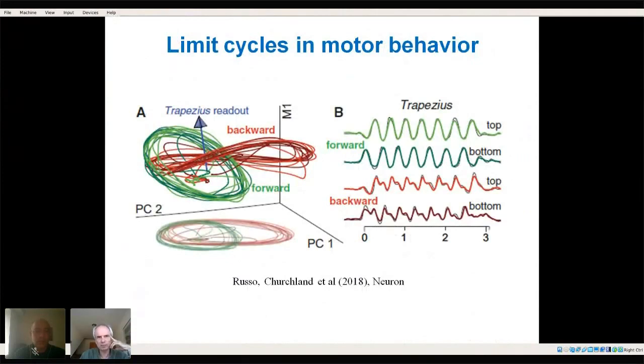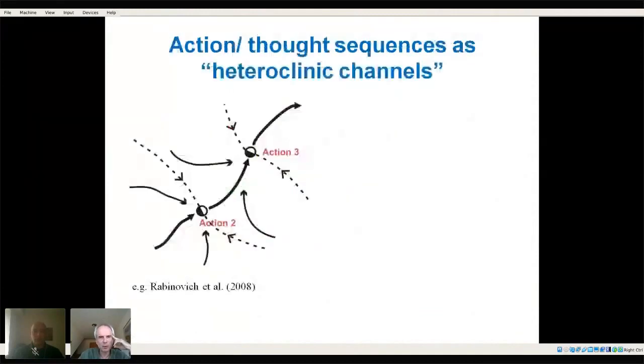It really has taken off, I think, in the last 5 to 10 years, and you can find many examples. This is just one from the Churchland lab where they showed these kind of limit cycles which correlate with different movement patterns. But it doesn't have to be all fixed points or limit cycles. You find all kinds of evidence for all kinds of dynamic phenomena in the brain.